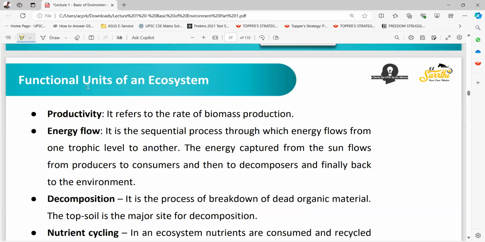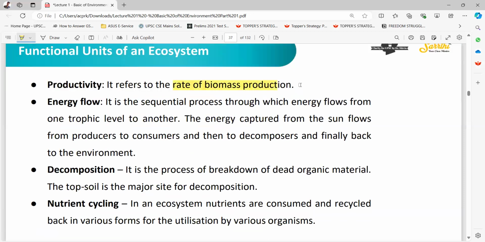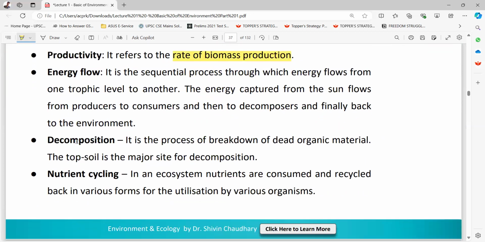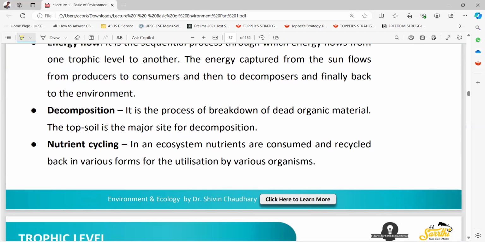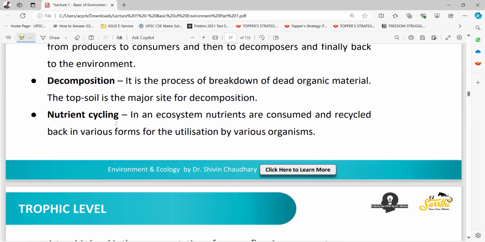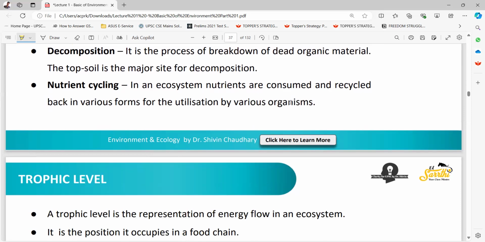Functional units of an ecosystem. Productivity. It refers to the rate of biomass production. Energy flow. It is the sequential process through which energy flows from one trophic level to another. The energy captured from the sun flows from producers to consumers and then to decomposers and finally back to the environment. Decomposition. It is a process of breakdown of dead organic material. The topsoil is the major site for decomposition. Nutrient cycling. In an ecosystem, nutrients are consumed and recycled back in various forms for the utilization by various organisms.